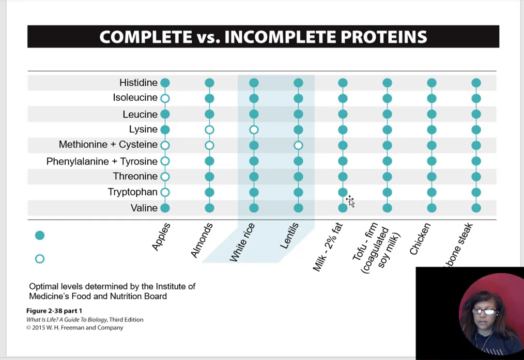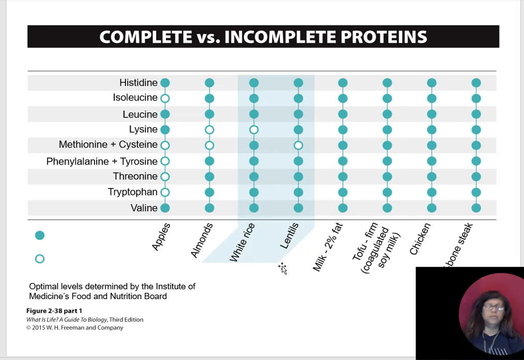Here we have milk, it's a complete protein. Here we have tofu, it's a complete protein. Chicken, complete protein. Beef, complete protein. So in order to get my full complement of proteins, without having to do this mix and match, I can eat beef, I can eat chicken, I can eat tofu, I can have a glass of 2.5% fat milk as well and get the full complement of proteins. But I can also get my full complement of proteins by eating the combination of rice and lentils.